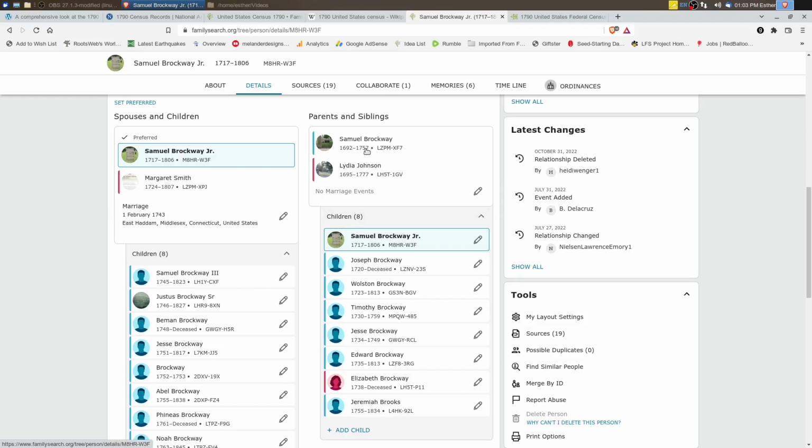The oldest Samuel Brockway died in 1757, so he would not be listed on the 1790 census. So that means that this census is identifying Samuel Brockway, the one that was born in 1717, and his son, born in 1745. So let's go back.